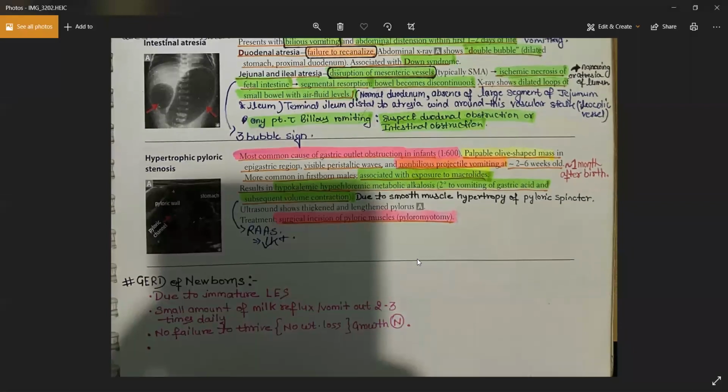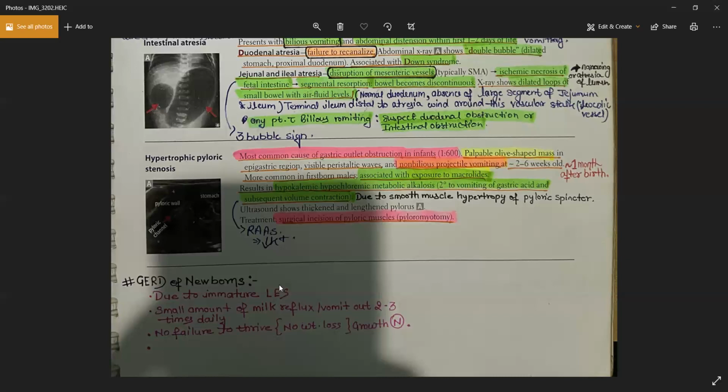Then you can also have GERD in newborns, and this is because of an immature lower esophageal sphincter. It is very much normal for a baby to have GERD. Whenever the patient tries to feed the baby, the mother can say that the baby will be vomiting out the milk 2-3 times daily. The patient will have a small amount of milk reflux, and the mother can describe this as vomiting out of milk 2-3 times a day, every day.